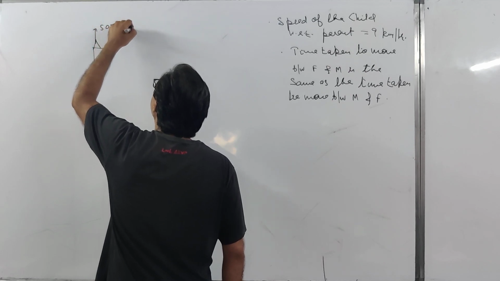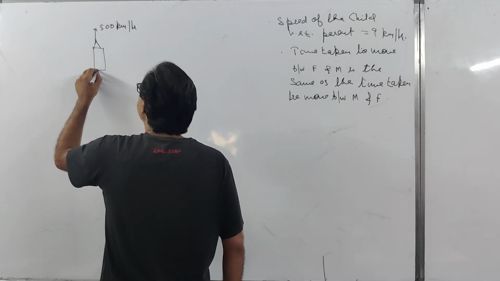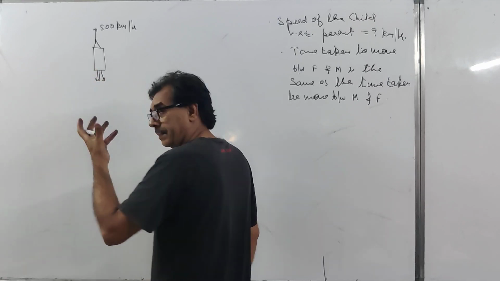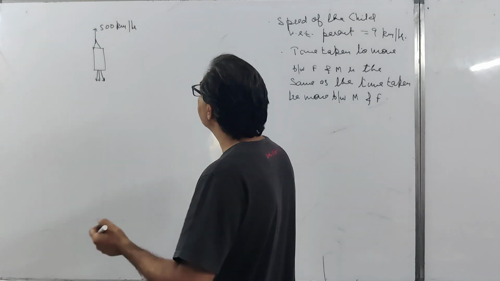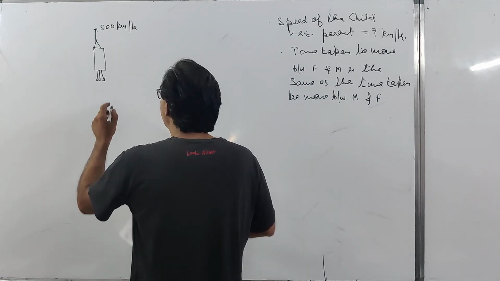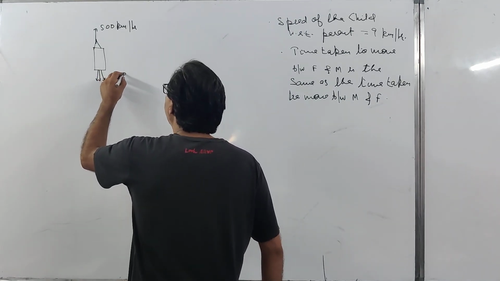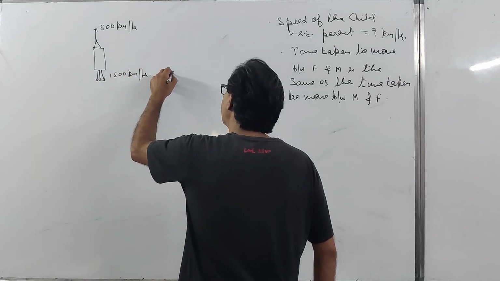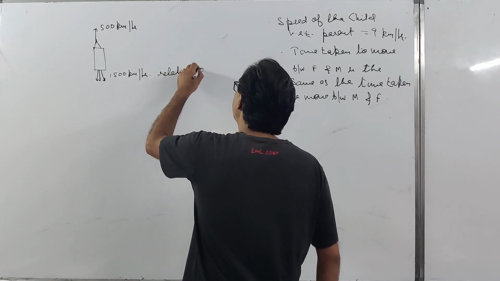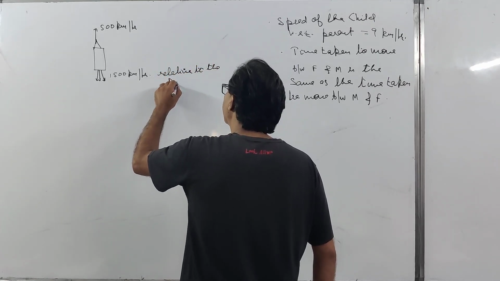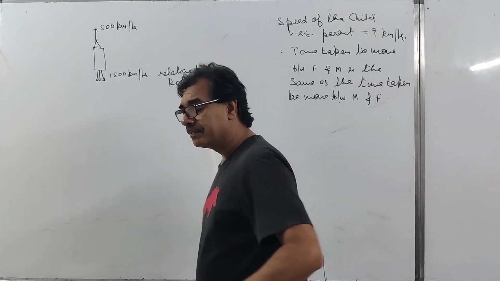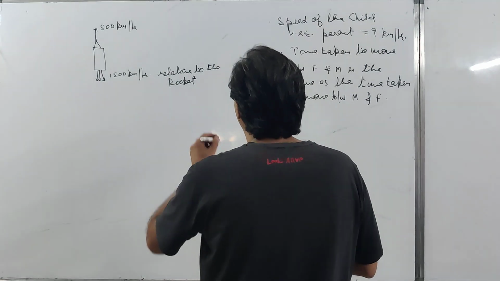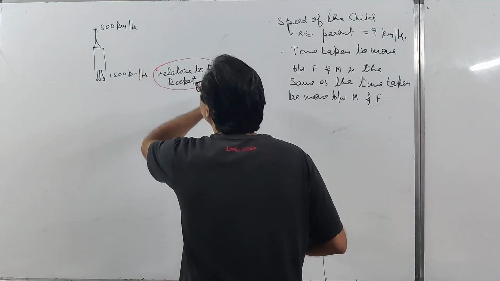500 kilometers per hour. And as it is moving, it is ejecting fuel, the combustion of gases, at the rate of 1500 kilometers per hour relative to the rocket. Relative to the rocket. What does this mean? 1500 kilometers per hour relative to the rocket.